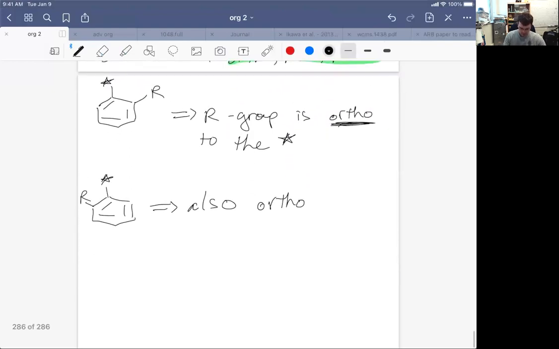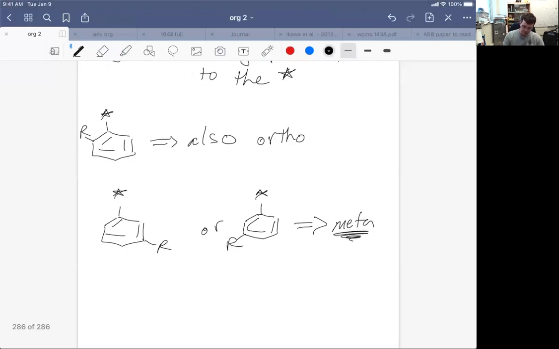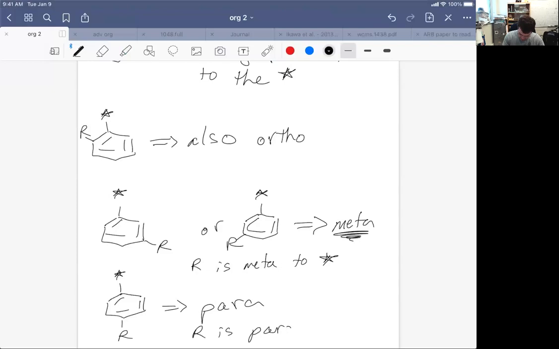Now that's in contrast to a situation where we've got the group over here, which is the same as if the group is over here. In this case, one free benzene carbon separates the two substituted carbons, and we say that that's meta. And if the two substituents are across the ring, there's only one way to be across the ring, we say that those are para to each other. So the R group in the second example is meta to star, and over here, the R group is para to star.